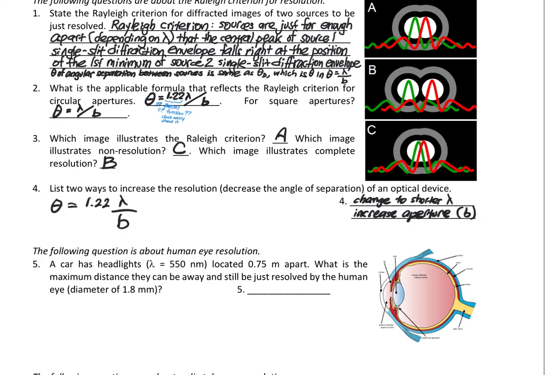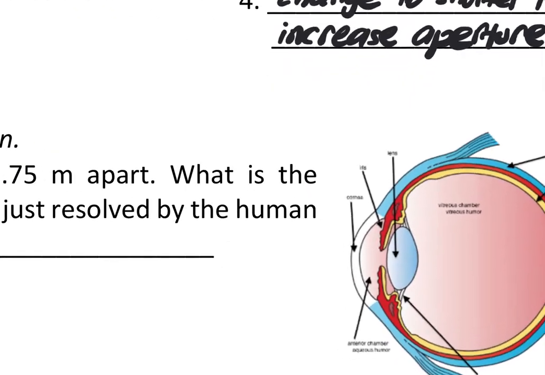Okay, so for number 5, we're talking about car headlights, and it asks how far apart they can be to be just resolved by the human eye. So we're using the Rayleigh criterion, theta is 1.22 lambda over b, where b is the opening size of the aperture. So in this case, it's the diameter of the eye.